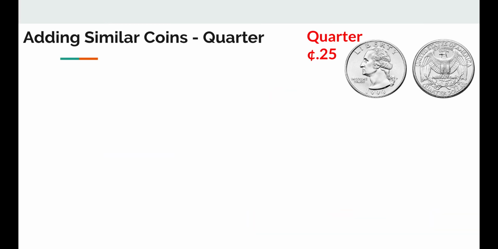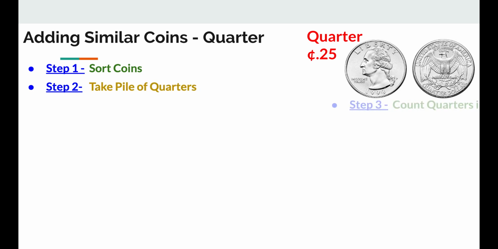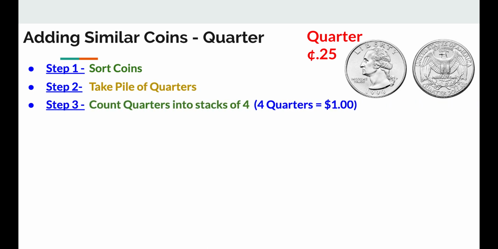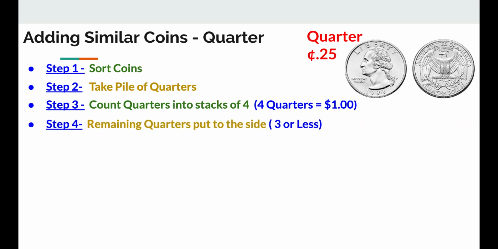All right, next we're going to work with quarters. All right, so quarters are worth 25 cents. So once again, we're going to sort the coins. We're going to take the pile of quarters to work with. We're going to count quarters into stacks of 4. All right, because 4 quarters equals $1. So it'll be nice and easy to count our stacks of quarters to see how many we have once they're in stacks or piles of 4. The remaining quarters, so we have 3 or less, we're going to put to the side and count those last.